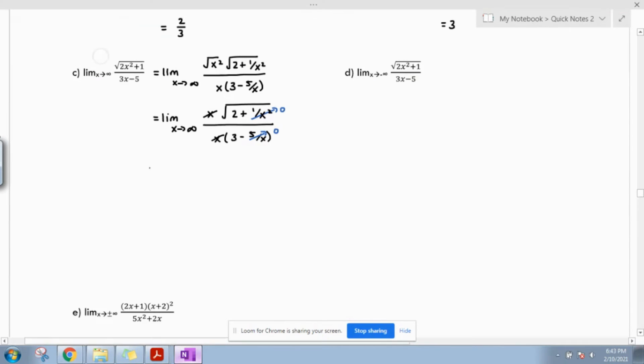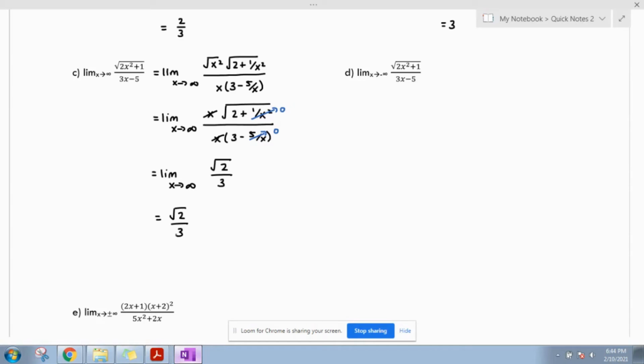So at the end of the day, if I rewrite this, the limit as x approaches positive infinity, I'm going to get root 2 over 3, and then that just stays as root 2 over 3. And there we go. So in this particular question, the limit as x approaches infinity for root 2x squared plus 1 over 3x minus 5 is just root 2 over 3.